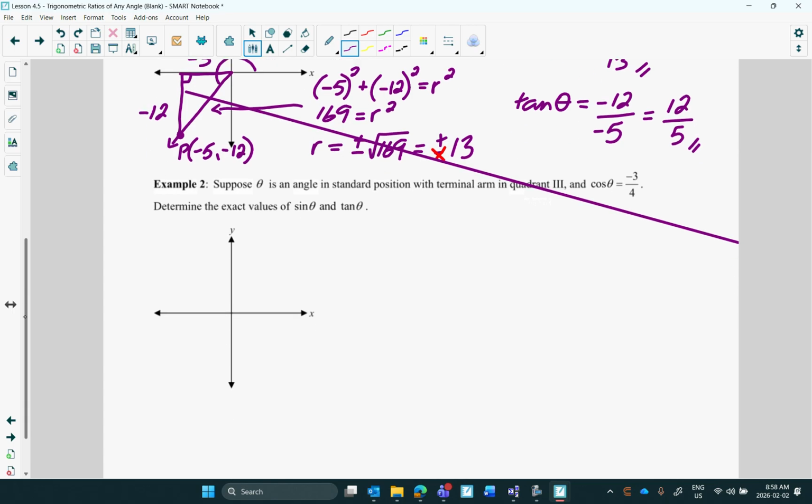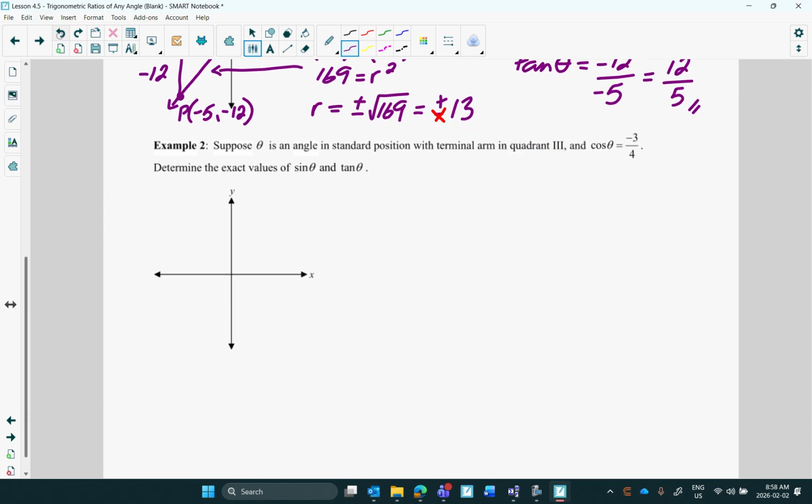In this next example, asked in a little bit of a different way. Suppose we've got an angle that's in standard position and its terminal arm, we're told that it's in quadrant 3, and we're told one of the trig ratios. We're asked to find the other two trig ratios. So let's draw a right triangle in quadrant 3. And you can stop with the arrow, you can just do it like this. Okay. Remember, this is theta.